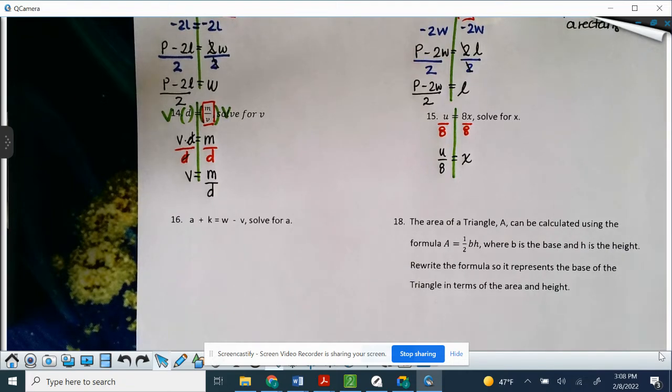Number 16 is one that I can remember in the classroom. Tons of people messed up. But again, if you go slow in your brain and you think, how is it attached? What am I getting by myself? And what operation am I doing?